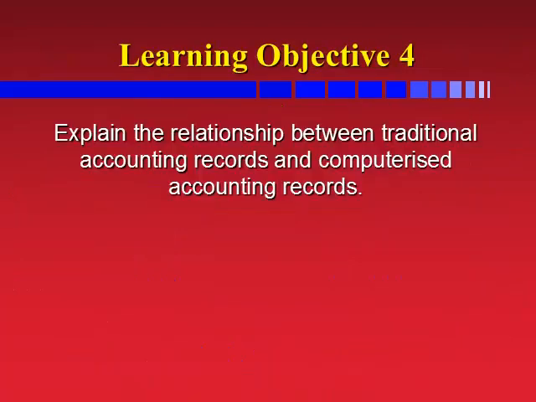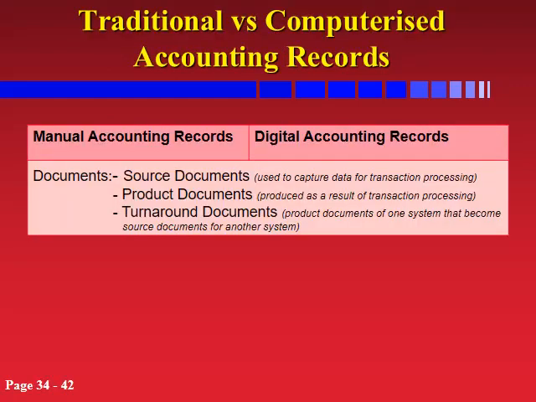So let's look at the relationship between traditional accounting records and computerized accounting records. As the transaction processing system captures and stores financial transactions, it is necessary to understand and identify the differences in the accounting records kept in both a manual system and a computerized system. We will also examine the purposes of each accounting record. Now, documents provide evidence of the transactions. Source documents are used to capture and formalize transaction data that the transaction cycle uses for processing.